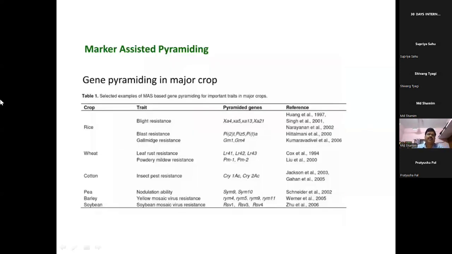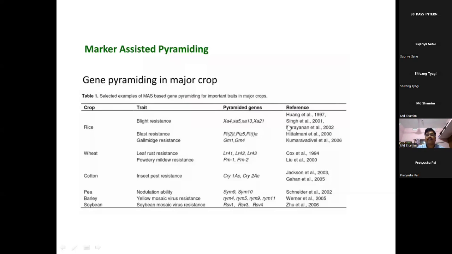So these are important examples of pyramided lines of rice, wheat, cotton, pea, barley, and soybean for bacterial blight, blast resistance, and leaf rust. So with the help of molecular markers, more than one gene, that means Xa4, 5, 13, and 21.